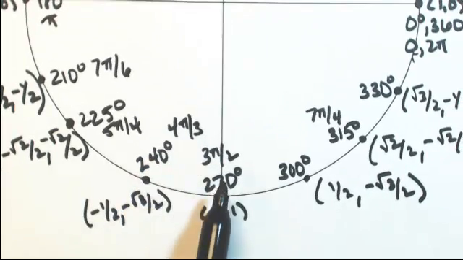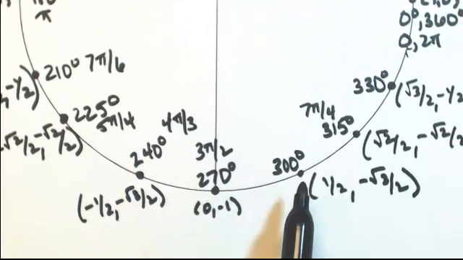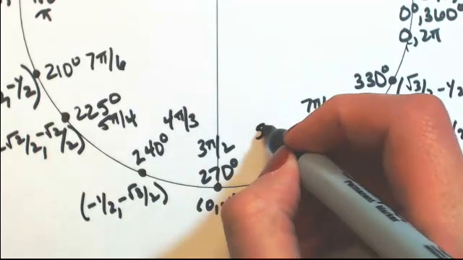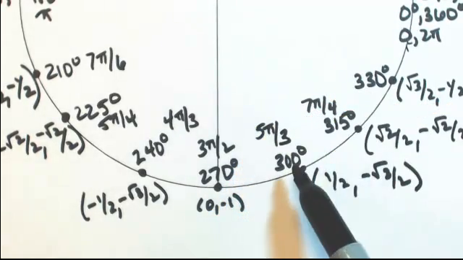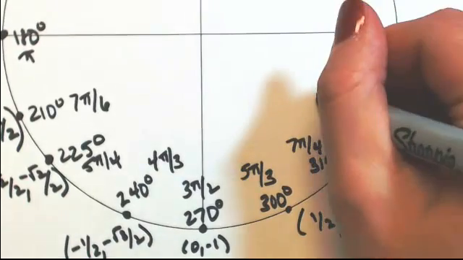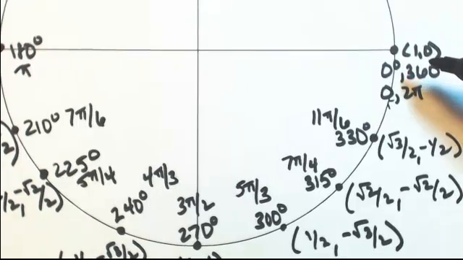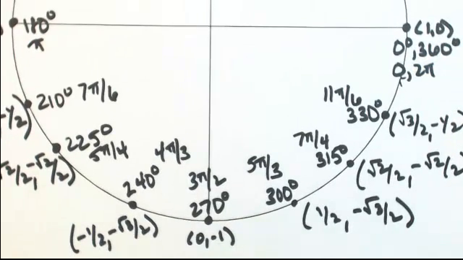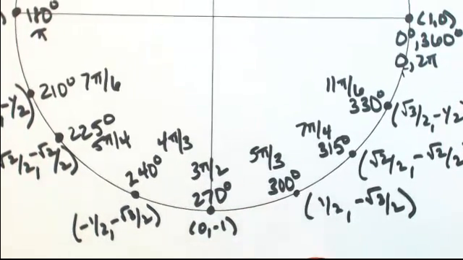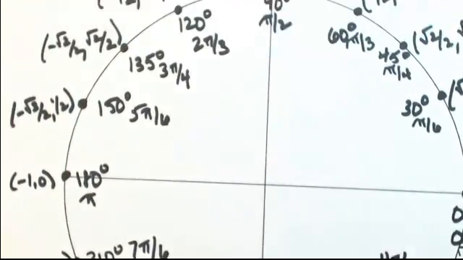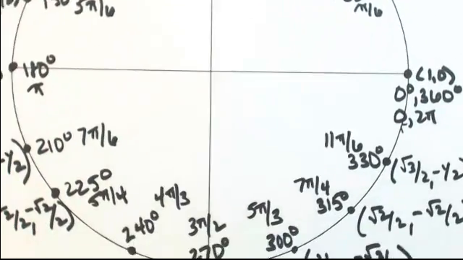Okay, so that's 8 pi over 6. 9 pi over 6, already reduced. 10 pi over 6, 5 pi over 3. 11 pi over 6. And then 12 pi over 6, or 2 pi. Okay, so there's our unit circle. All the ordered pairs are filled in. All the angles, degrees, and radians are filled in. There we go.